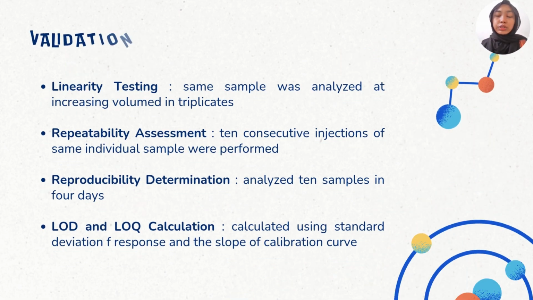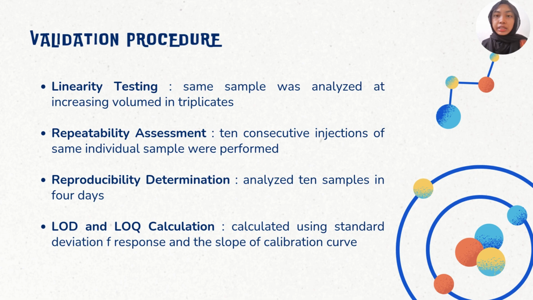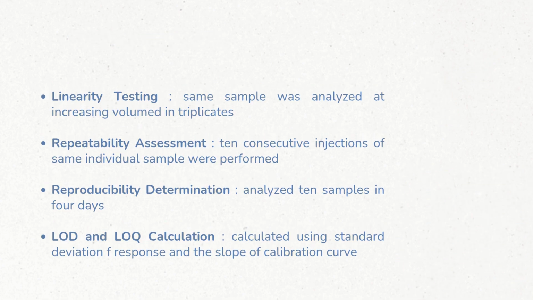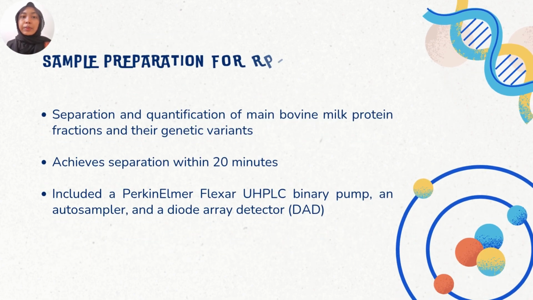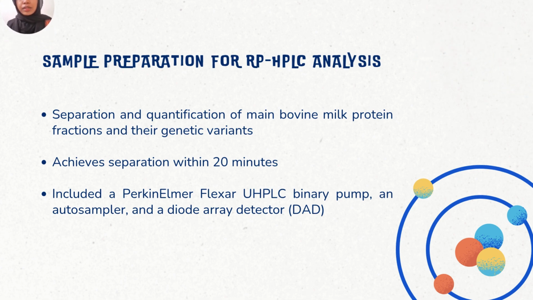There are three methods used for this research: validation procedure, sample preparation, and denaturation and reduction. The first method, the validation procedure, includes linearity test, repeatability assessment, reproducibility determination, and LOD and LOQ calculation. The second method is sample preparation for RP-HPLC analysis. The main bovine milk protein and its genetic variants were prepared and quantified. This analysis was achieved in 20 minutes, which is a lot shorter than previous methods.